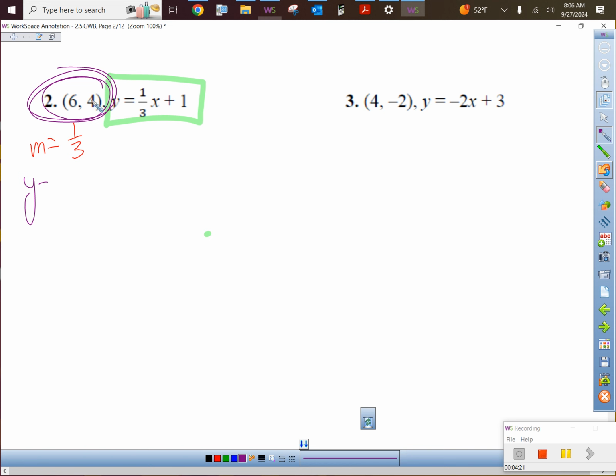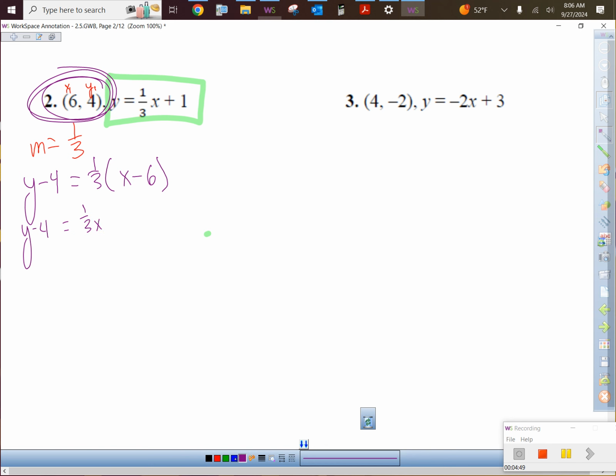y minus 4, y minus y1 equals 1/3 times x minus 6. For those who are still a little shaky on what I'm trying to do, this is x1, y1, and this is m in point slope form. Right? Multiply him out. So y minus 4 comes down. 1/3 times x is definitely 1/3 x.